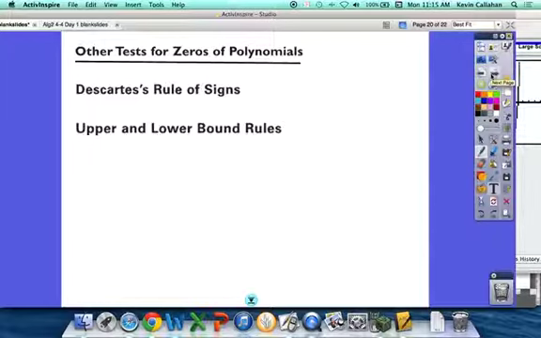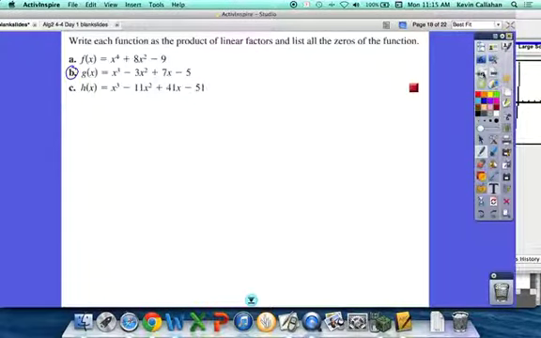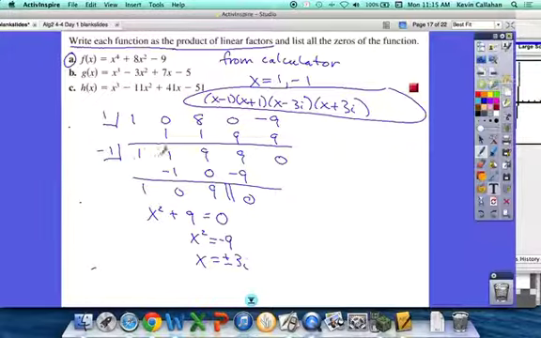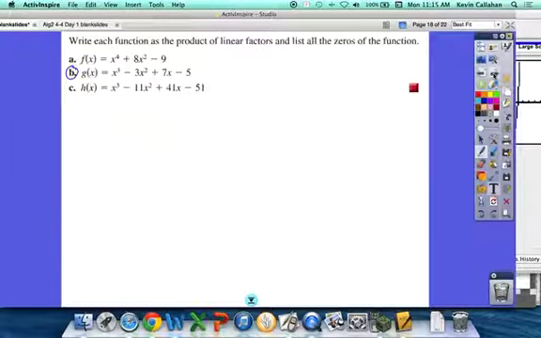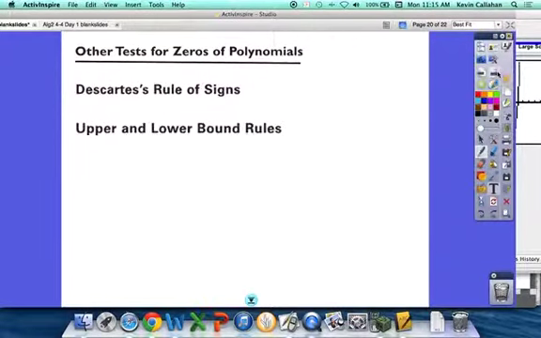And then the upper and lower bound, that was an interesting one too. We used to get tested on this all the time. If you do synthetic division with a positive number and all of the coefficients are positive, it means there could be no greater number that's a zero. And I think with a negative number, if you get alternating signs, there could be no number less than that number. But we're not going to mess with those because we're not going to do synthetic division over and over again.